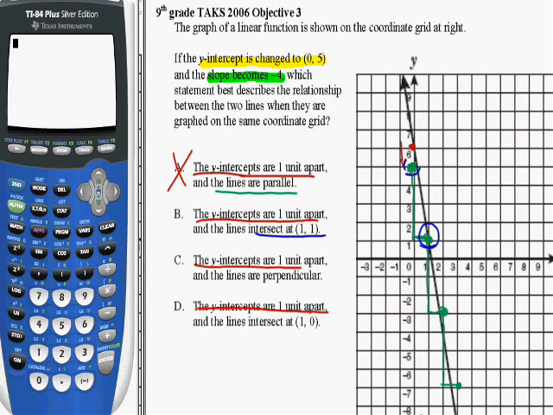C says the lines are perpendicular. That's pretty obvious that that's not the case. And the last one, the lines intersect at (1, 0). Again, they do intersect, but (1, 0) would put it right here, and they don't intersect there. So not D. It's B. We got a winner. The y-intercepts are 1 unit apart, and the lines intersect at (1, 1).